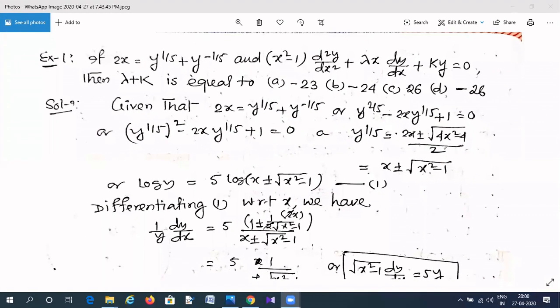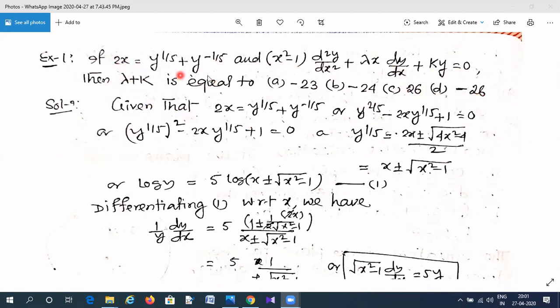So the first question is: if 2x equals y to the power 1/5 plus y to the power minus 1/5, and (x square minus 1) d2y/dx2 plus lambda x dy/dx plus ky is equal to 0, then what is the value of lambda plus k? Lambda plus k is equal to: option A minus 23, option B minus 24, option C plus 26, option D minus 26.